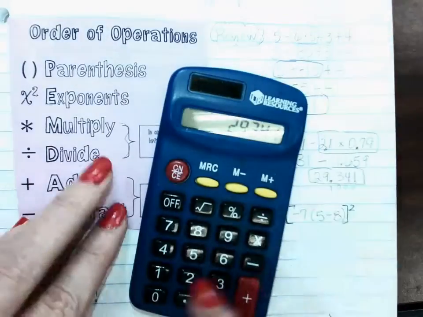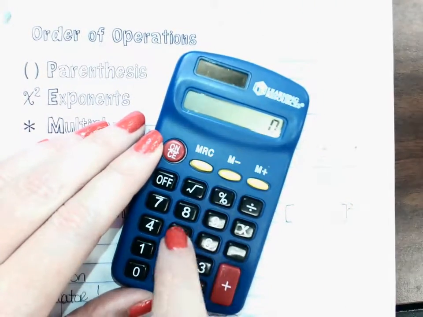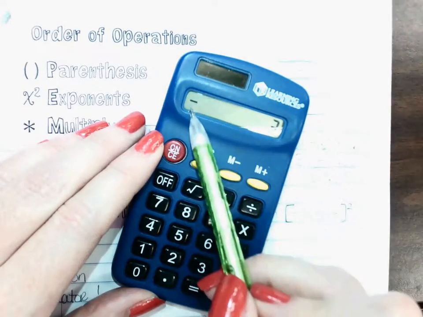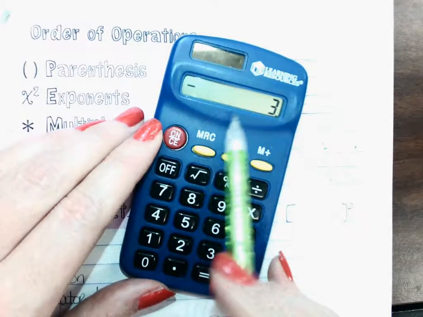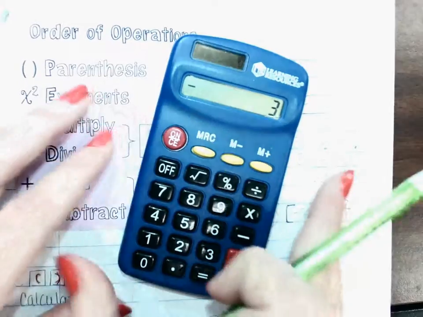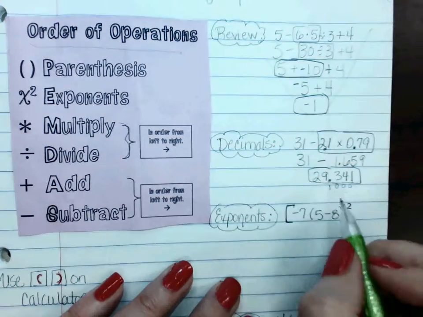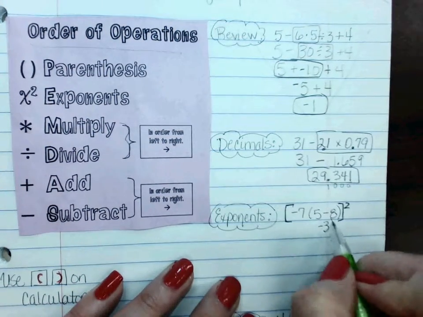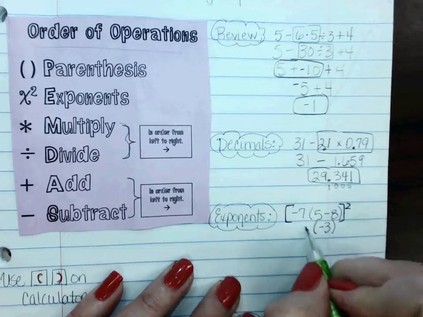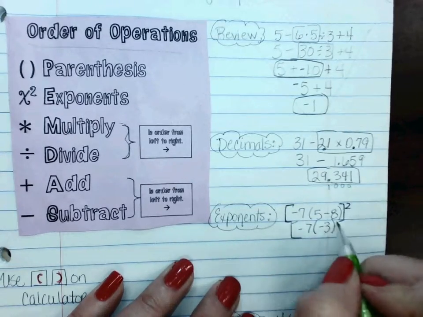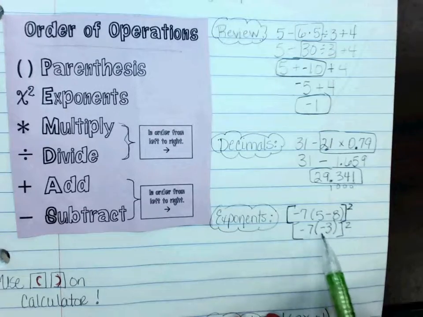So again, you could use a calculator to say 5 minus 8, and you'll see that the answer is -3. So if you're struggling, if the first number you put in is positive, it will still work. So that inside parentheses is -3. Now I'm going to write the rest of my problem.